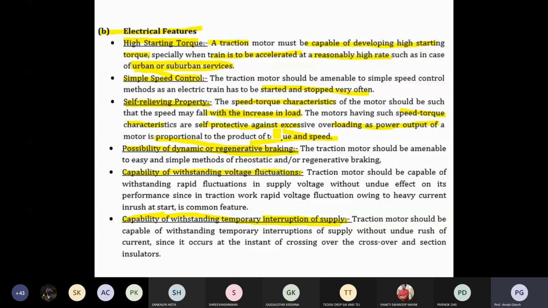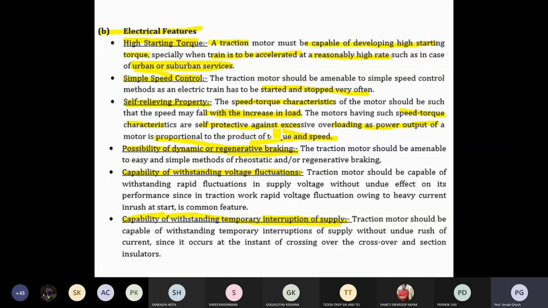So if any of the features is varied, the other components also change. Okay, if power is constant, then power equals torque into speed, T into omega. So if you keep the power constant and increase the speed, the torque decreases, inversely proportional in that way.